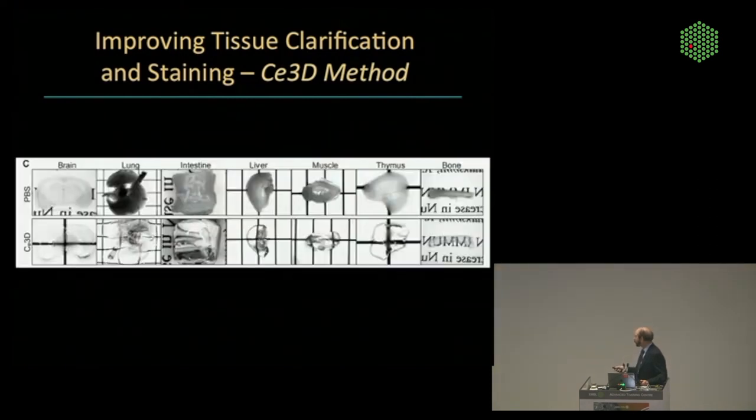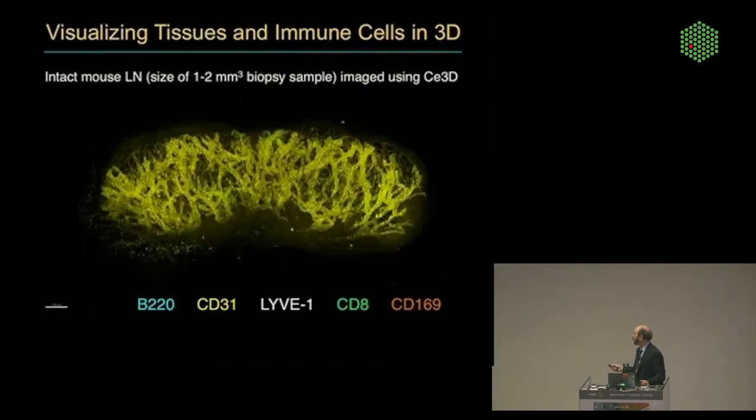It's a single-step reagent, very cheap. It gives very good optical clarity. This is actually a non-decalcified bone, and we can image that directly into the marrow. And so now we can do this with directly conjugated antibodies in multiplex. This is 5. We can do it in 8 or 10. This is a millimeter-sized object imaged with no sectioning at all.